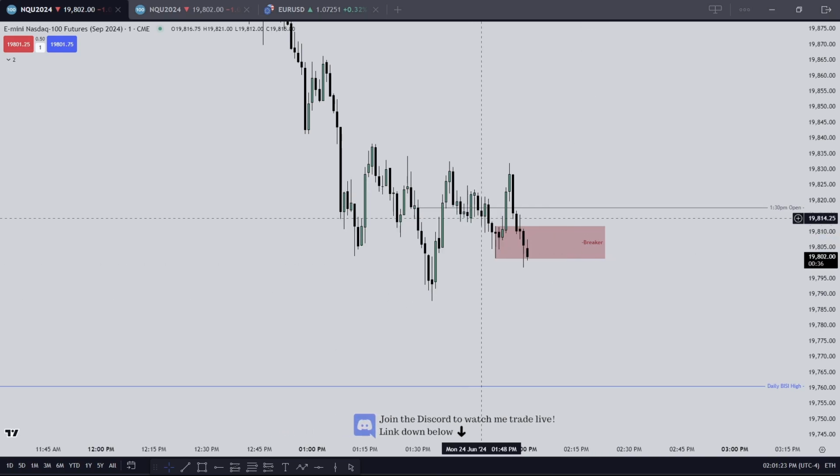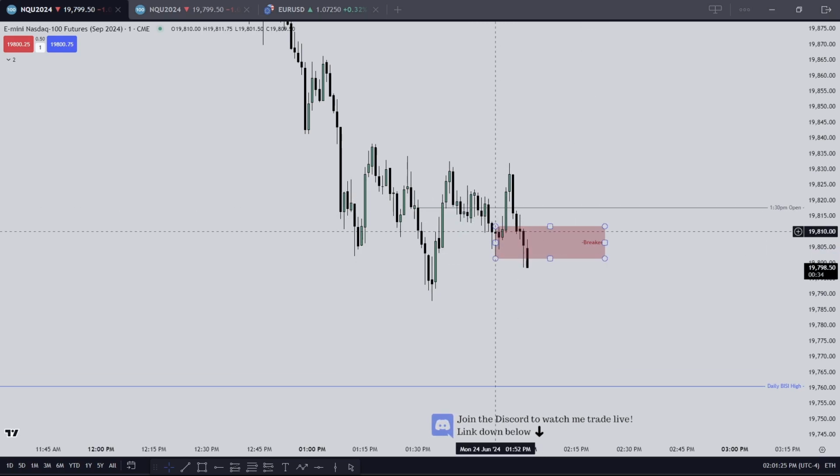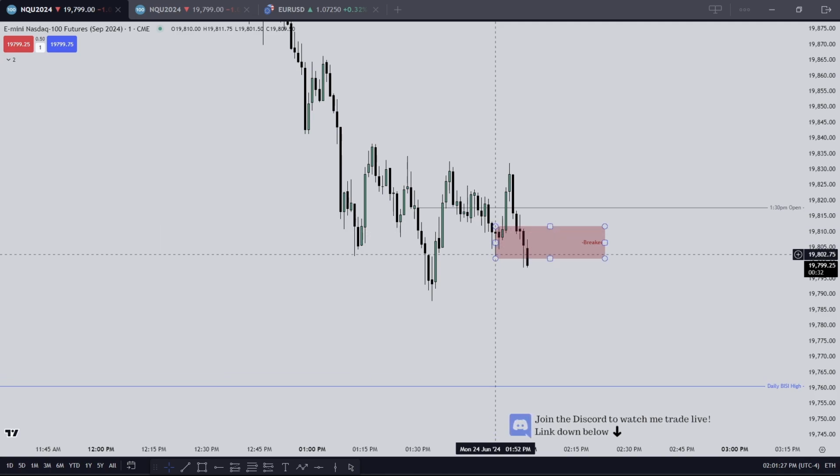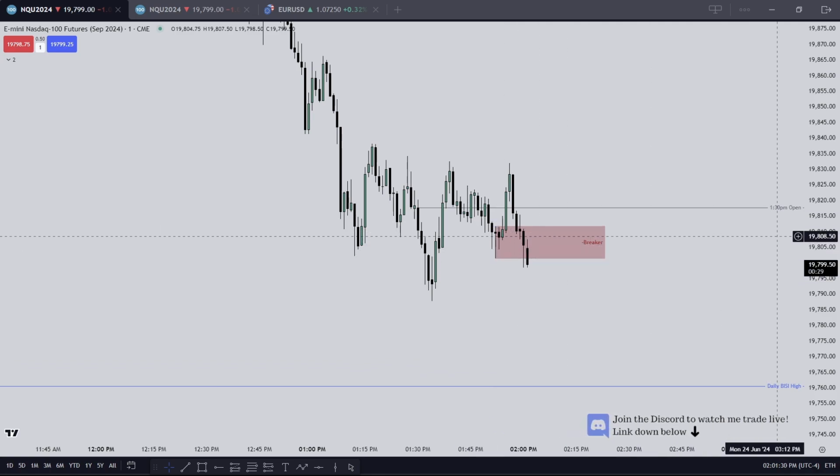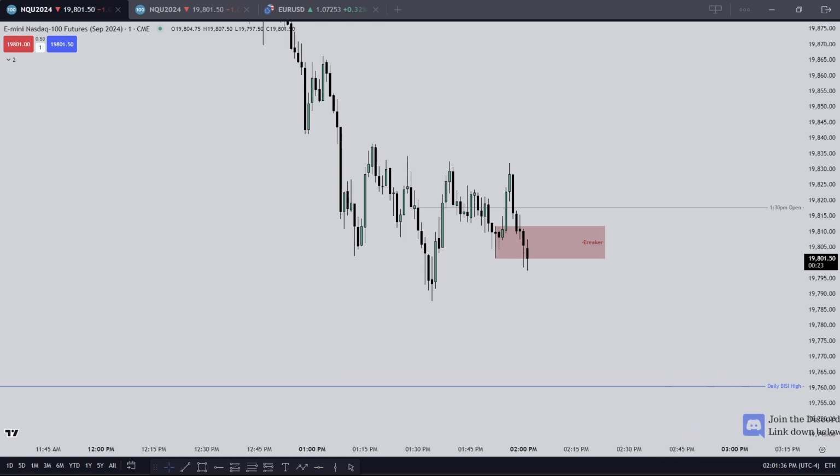We have a high, low, higher high, last down close candle, seen as a bearish breaker. I want to see that offer resistance, and I may consider that a shorting opportunity.